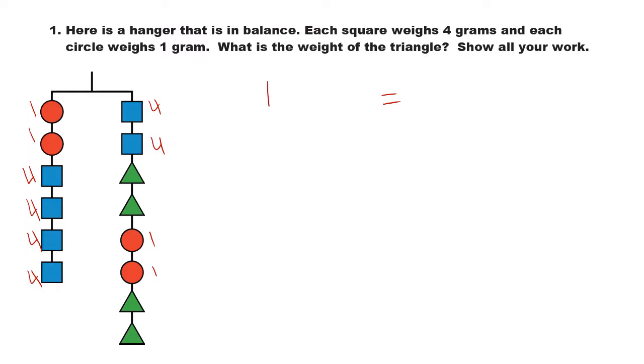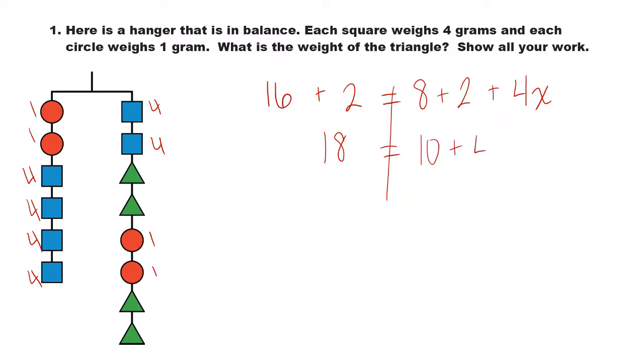Now I want to add up everything that I have on the left side, and I have 4 times 4, which is 16, plus 2. On the right side, I have 4 plus 4, which is 8, and 1 plus 1, which is 2. And then I also have 4 triangles. I'm going to call them 4x. Now I'm going to simplify. 16 plus 2 is 18, and 8 plus 2 is 10 plus 4x.